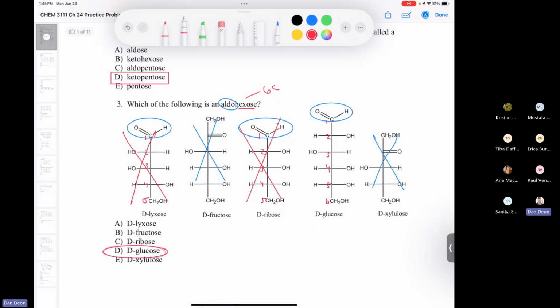Glucose is an aldohexose. I mean, if you had that memorized already, maybe you didn't even have to look at the answers. You just could have looked at the names of the sugars.